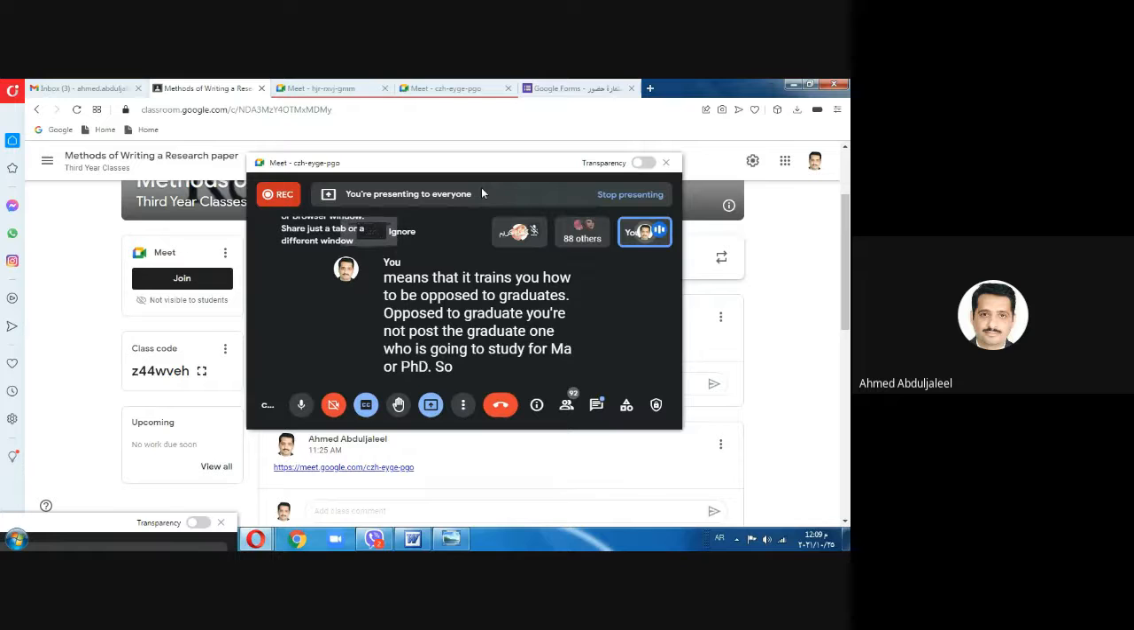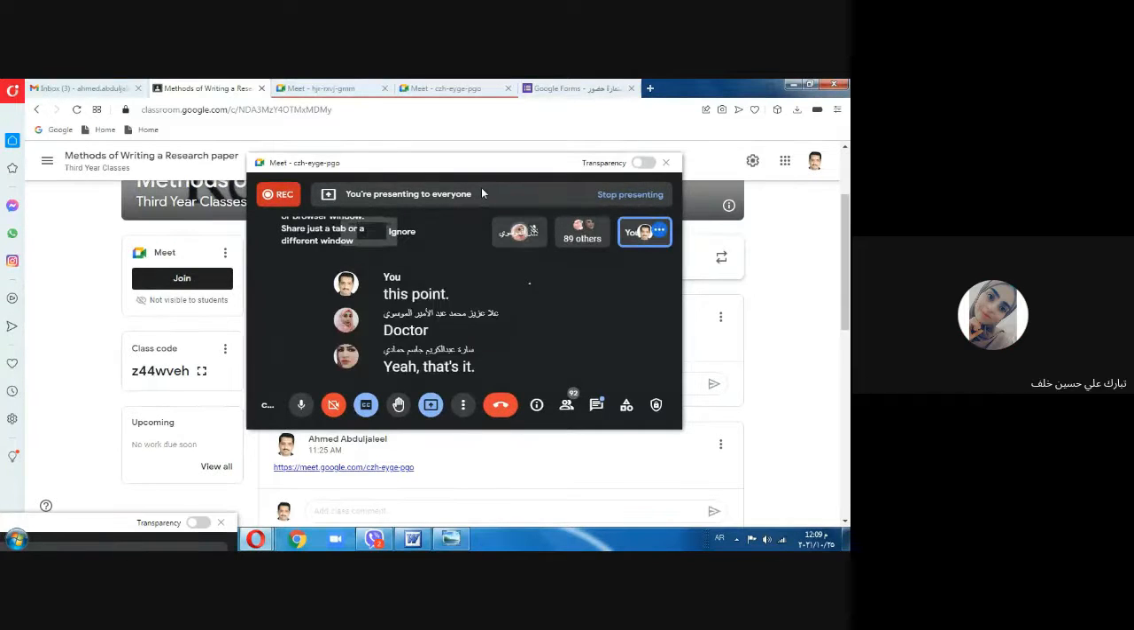So again, one of the benefits of research writing is that it trains researchers to be postgraduate students rather than just undergraduates. The undergraduate student is dependent only on the teacher to get information, while the postgraduate student is personally responsible for getting the information rather than being dependent on the teacher. Clear up to this point? Yes, doctor, clear.